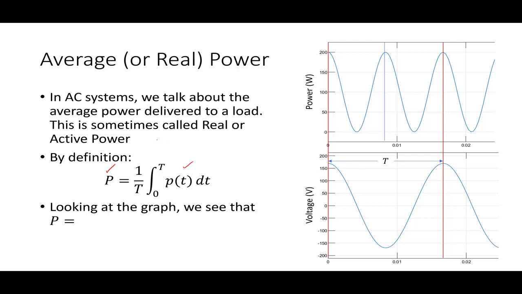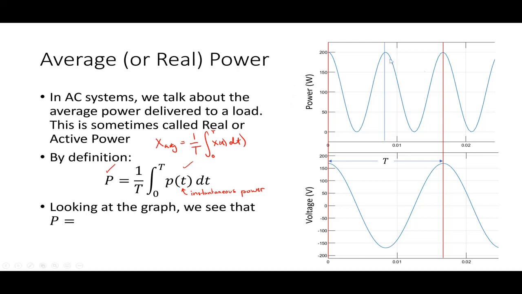So we've said before the average value, x average, would be 1 over T, integral 0 to T, x of t, dt. So P, the average power, is the average value of what we call P of t. This is sometimes called the instantaneous power. Okay. So power in an AC system is a function and it changes over time. So what we do is we define this average value.